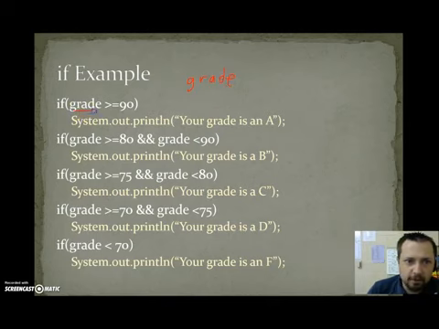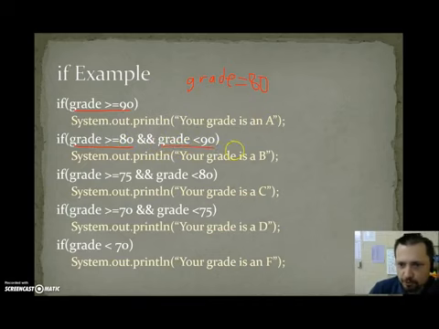Is 80 bigger than or equal to 90? No, so we will not see that statement. Is the grade bigger than or equal to 80? Yes, because the grade, in our example again, is going to be 80. 80 is bigger than or equal to 80. Is it also less than 90? Yes. So we get true and true, making true.